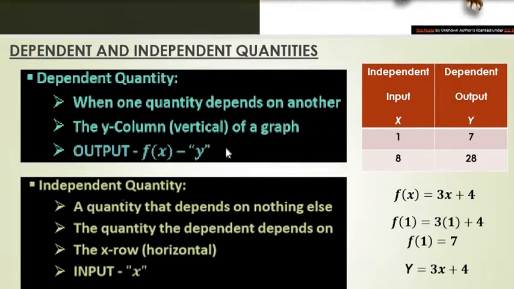Look at this next one, dependent and independent quantities. Look at this first black section right here. Dependent quantity is when one quantity depends on another. You have the y column, which is the vertical of a graph, and the dependent quantity is called the output, or we could refer to it as f of x equals, or it can be referred to as the y.